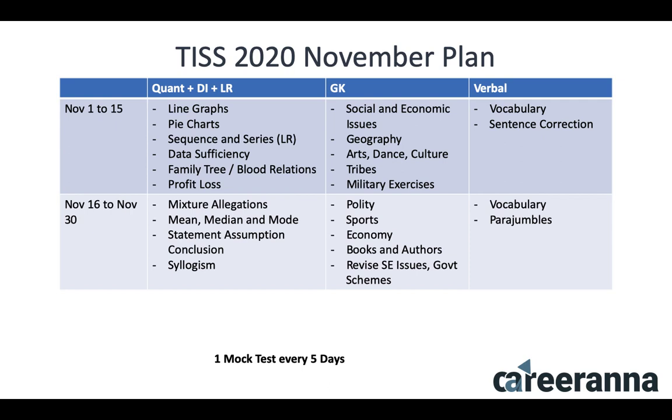In the November 16 to November 30th period, in maths, you should be doing mixture allegations, mean, median, mode, and statement, assumption, conclusion, and syllogism from LR. In GK, the polity ebook is what you should definitely be completing. Sports ebook, we will be releasing a special ebook on economy as well that you should complete. Then books and authors, and revise the social economic issues ebook and government schemes ebook when it comes to the GK part. In verbal, you should be doing vocabulary as a continued process, and then couple it with para jumbles. In the month of November, we suggest you take one mock test every 5 days so that you are able to track your regular progress as well. This is how your November should look.